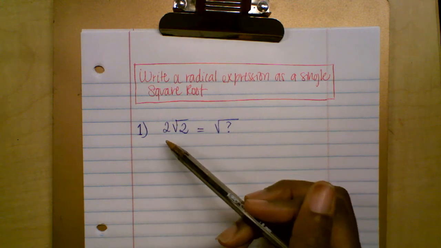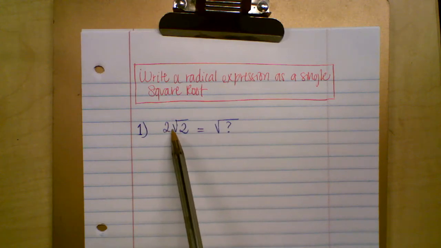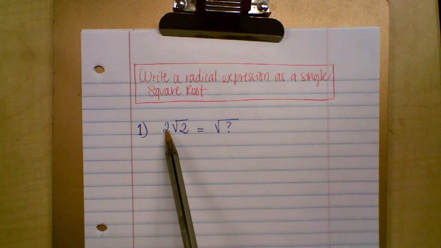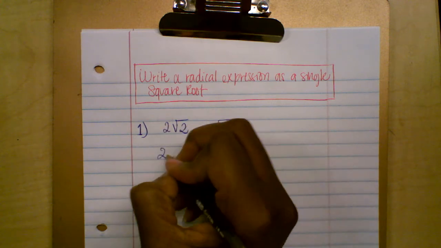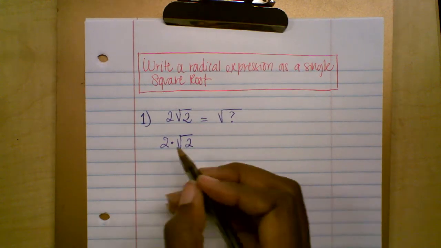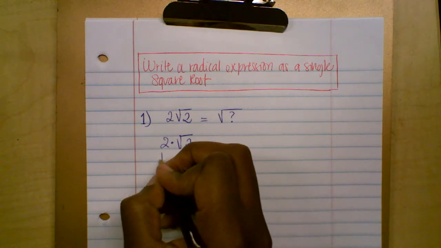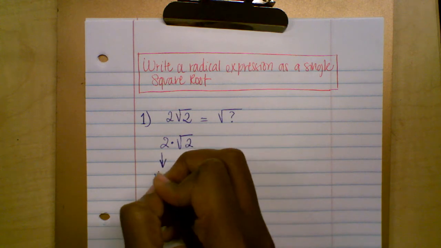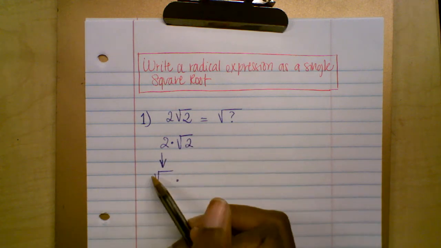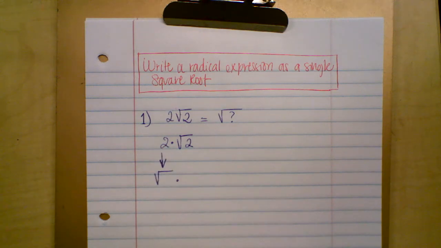Let me show you. Remember, if you don't see any operation with the two terms, assume it's multiplication. So 2 square root of 2 means it's 2 times square root of 2. Now watch. Remember, the goal is to write it as a single square root. So I need to figure out the square root of what number gives me 2. How do we get that number, the radicand? So what number, when I take the square root, will give me 2?